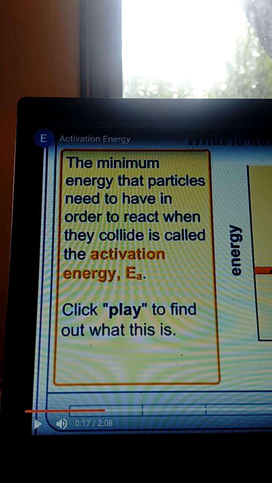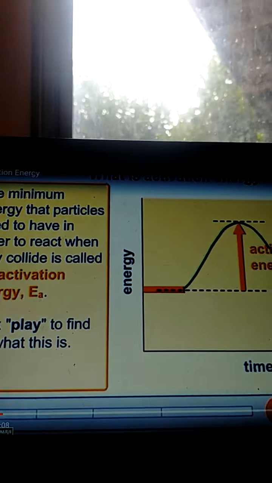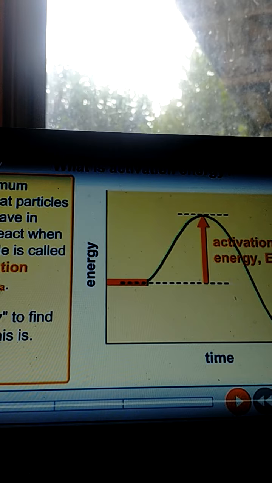Now this is a graph. This activation energy peak is shown on a graph. Click play to find out what this is. Well, I think you are really playing about here. All right? You're not actually saying, why is this diagram so useful?